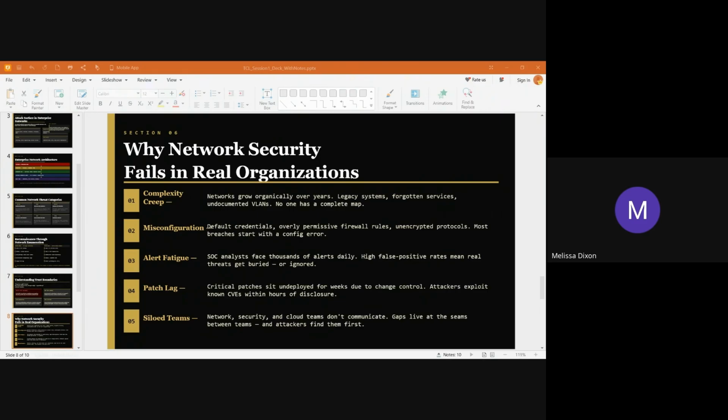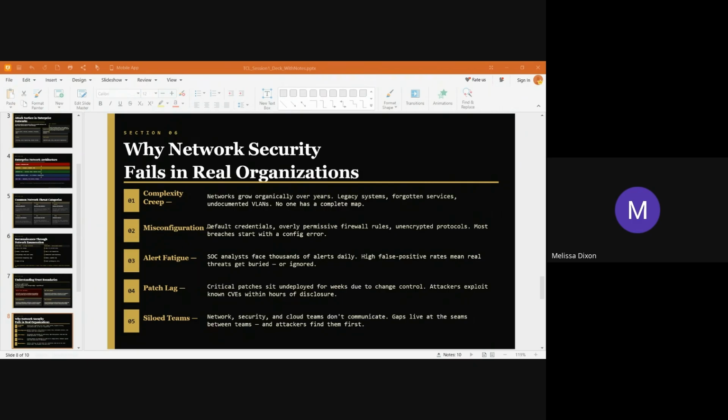And then we have siloed teams: network security and cloud teams that don't communicate, basically is what this is. Gaps live at the seams between teams, and attackers find them first. Communication in every aspect is important, and it is in cybersecurity very much too. So let's say your network team doesn't talk to your security team, your cloud team deploys infrastructure, and the firewall team doesn't know about it. Security gaps live exactly at those seams.